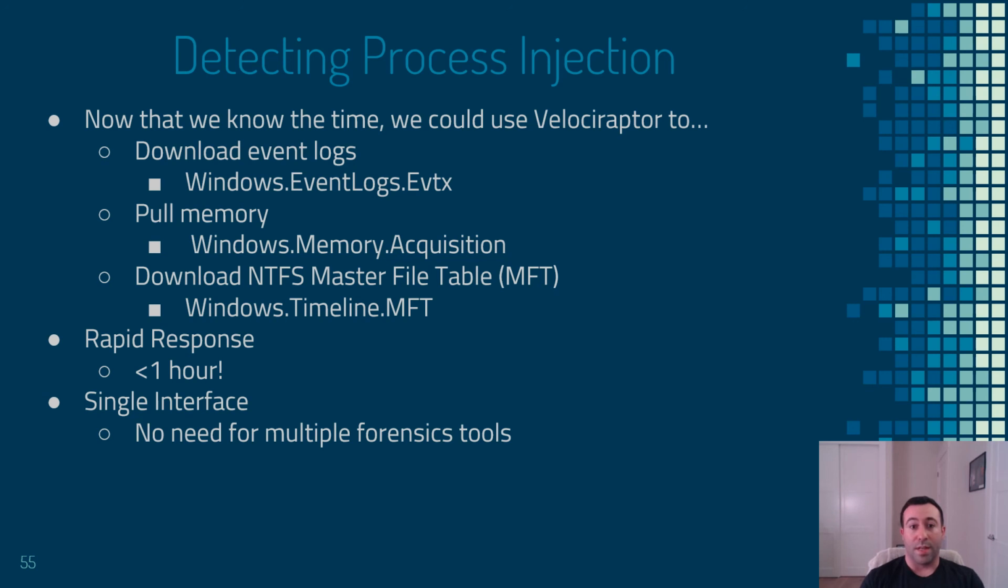We could download an entire memory image to see what exactly was injected into the process. This process could also help us write Yara rules to detect further compromise in our environment. We could also download the NTFS master file table to observe file system activity near that time. Using Velociraptor, we can do this all from a single place in easily less than an hour.